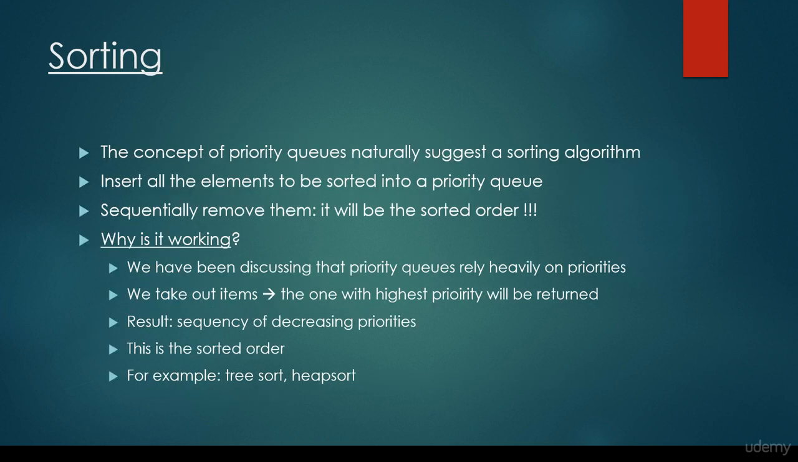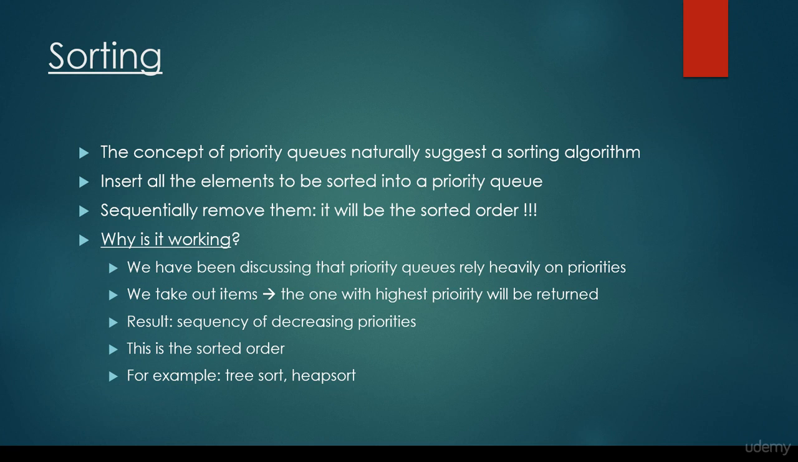It's very important that with the help of priority queues, we are able to sort some data. The concept of priority queues naturally suggests a sorting algorithm. We just have to insert all the elements to be sorted into a priority queue. Then we sequentially remove these items, and it will be the sorted order, of course. Why is it working? Because we have been discussing that priority queues rely heavily on priorities. If we take out items, the one with highest priority will be returned. So the result is a sequence of decreasing priorities. This is the sorted order.